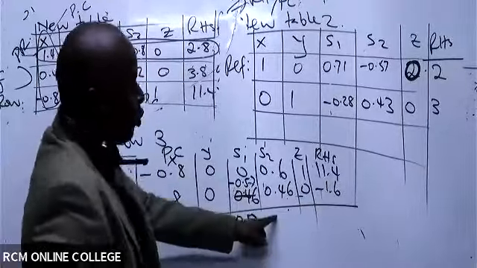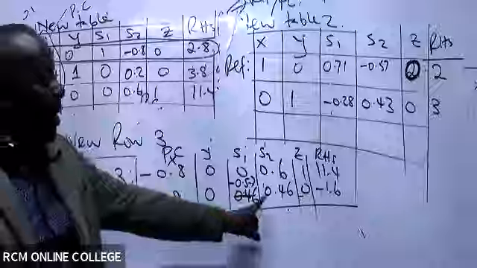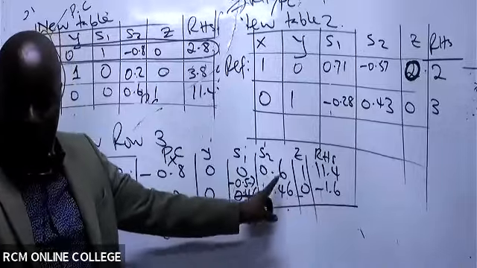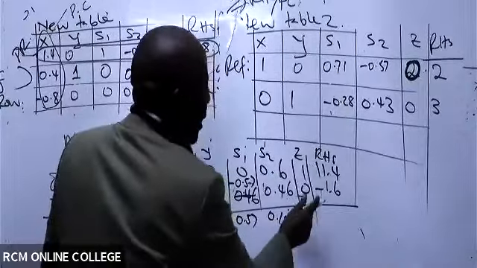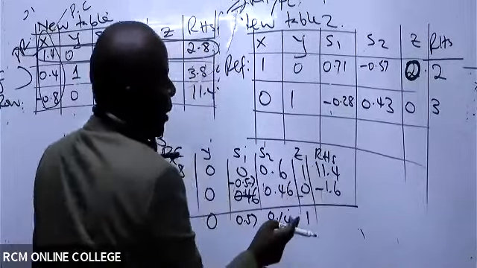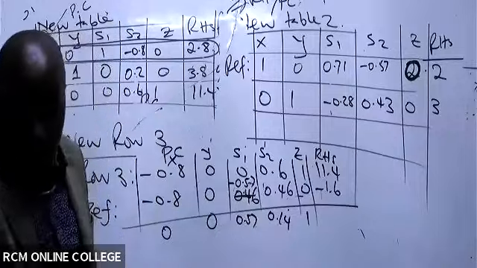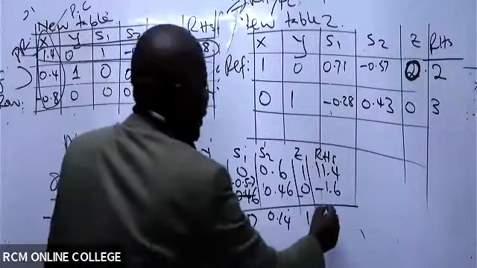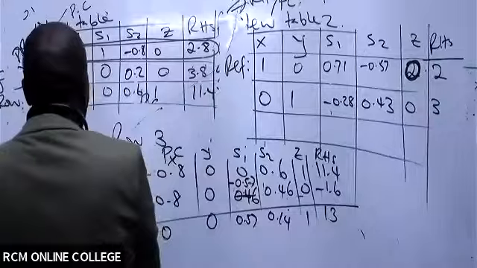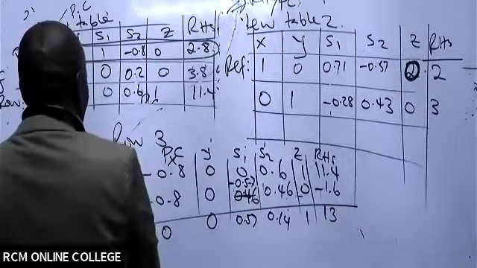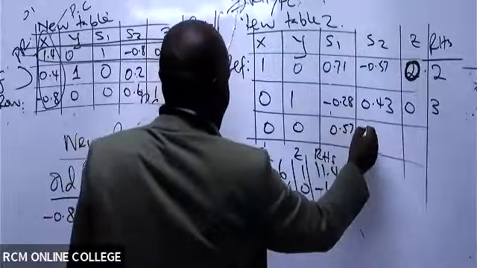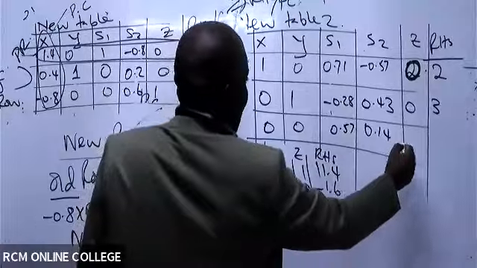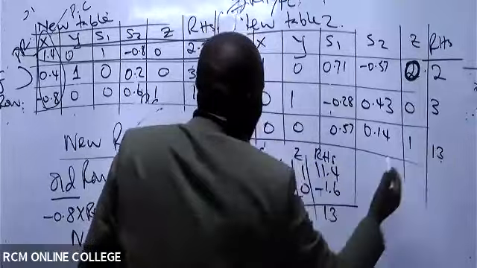How about this S2 figure? What do we have here for S2? 0.6 minus this, 0.14. This is 1. 11.4 minus minus 1.6 gives 13. So this is the new row 3. We have 0, 0.57, 0.14, 1, and then 13.